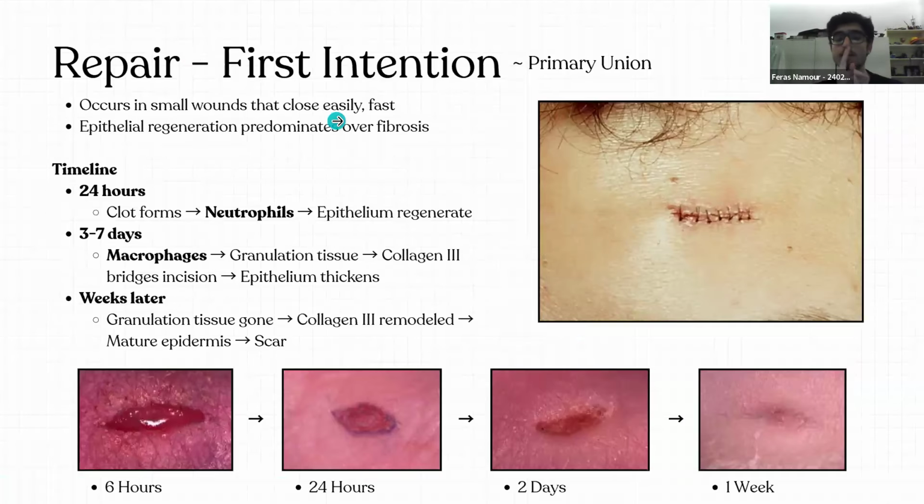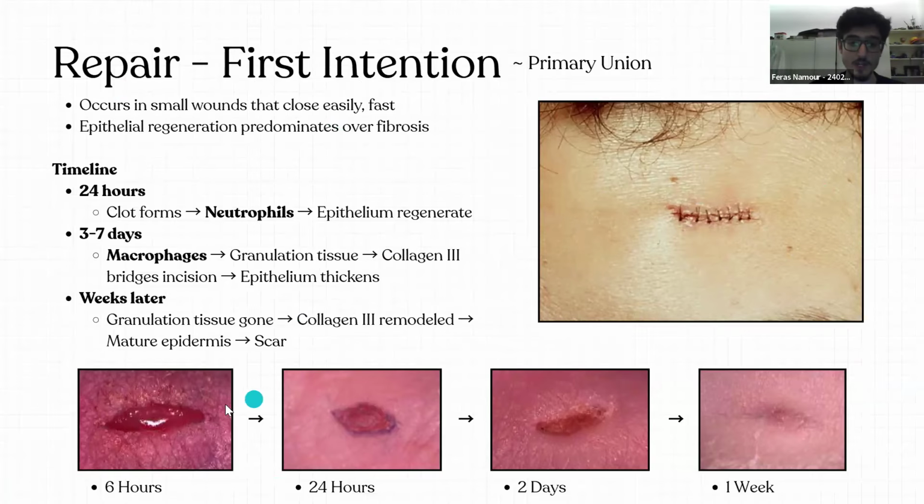Now, repair comes in two fashions. We have first intention and second intention. First intention applies to small wounds and ones that can close easily. Meanwhile, if a wound is very large and irregular, that's going to be second intention. Let's discuss first intention first. Over here, I have maybe a slit cut. It's clean. It's regular, let's say. Maybe I have a paper cut, something small.